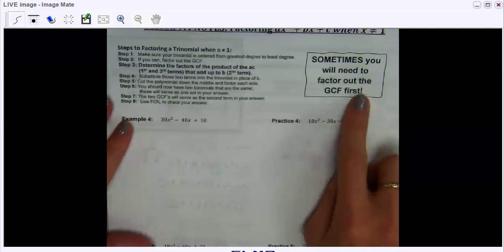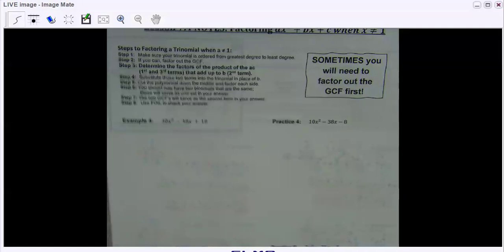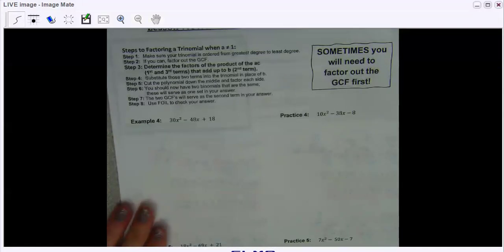Look at this big note. Sometimes you will need to factor out the GCF first. So this adds an element to the problem. And the thing is, when you factor out your GCF, you need to make sure you keep it with you the whole time and you don't lose it at some point.